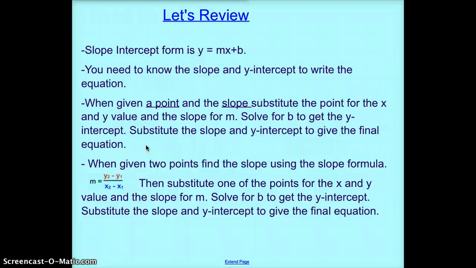When you're given 2 points, it's a little different because you have to find the slope. Using the slope formula, m equals y2 minus y1 over x2 minus x1, you can find the slope. Then substitute one of the points for the x and y value and the slope for m. Solve for b to get the y-intercept, and substitute the slope and y-intercept to give the final equation. If you missed anything, rewind, listen to it again. Tomorrow we will go over some questions in class, and you'll work on your own.